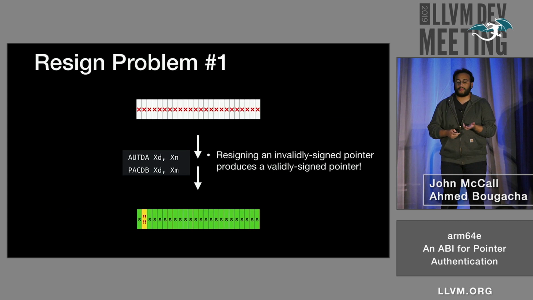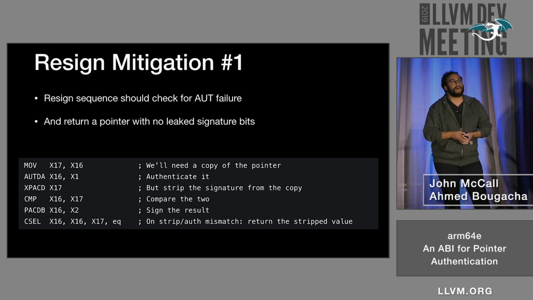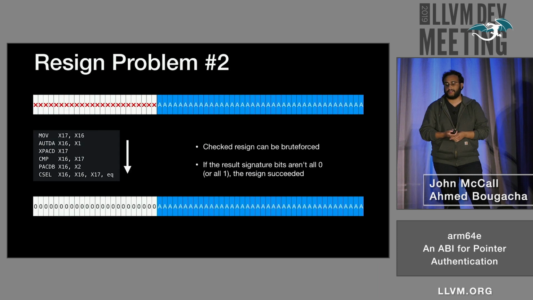But it's still a major problem because it means that out of an invalidly signed input, the resign sequence will actually emit something that has all the signed bits valid except 1. So that's a big problem. It lets attackers forge these pointers. So we mitigated this by checking for auth failures in the resign sequence. And so we guarantee that we only emit a pointer that doesn't leak the signature bit. So we will strip the pointer if there's an authentication failure.